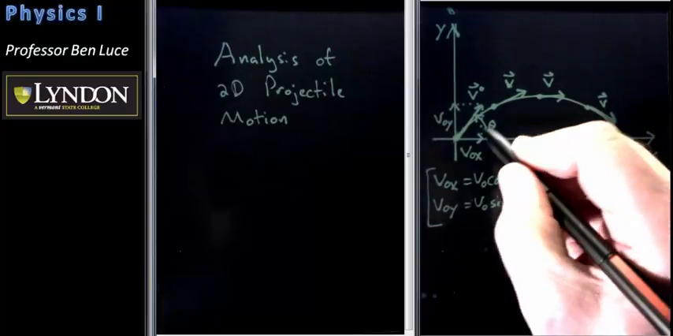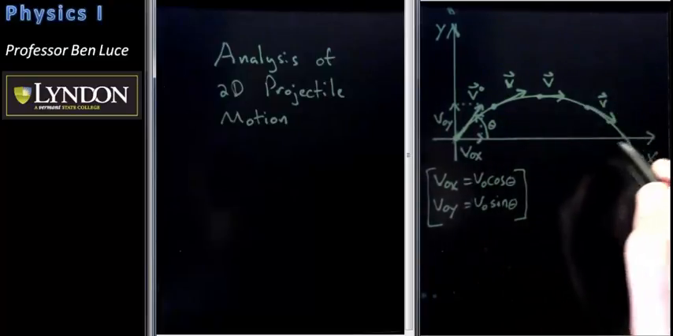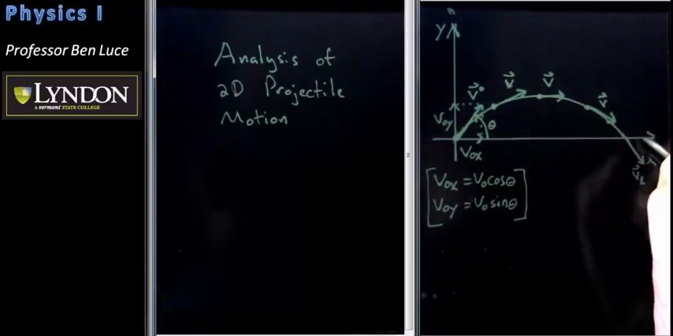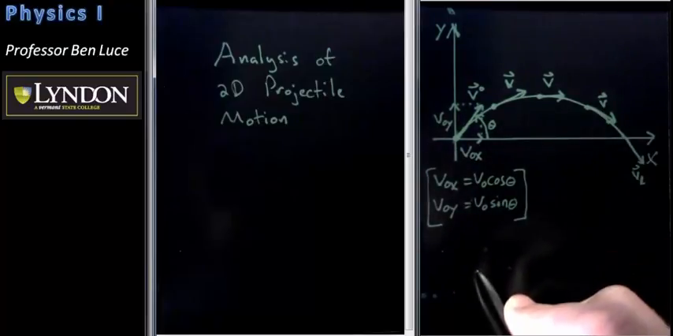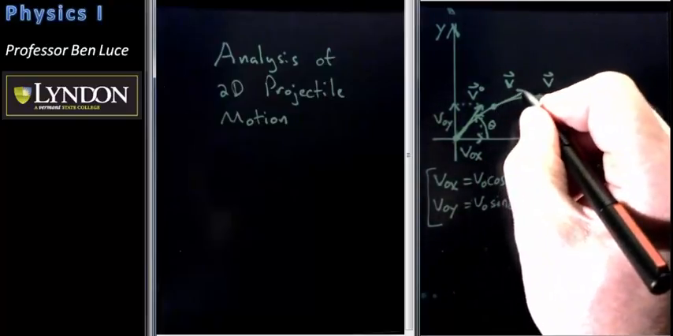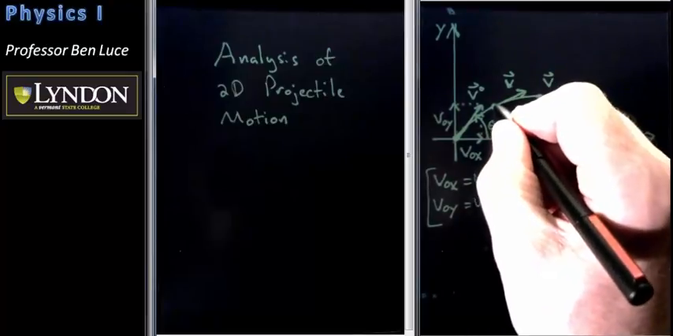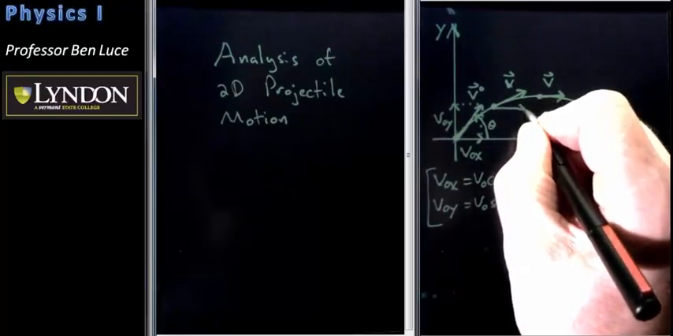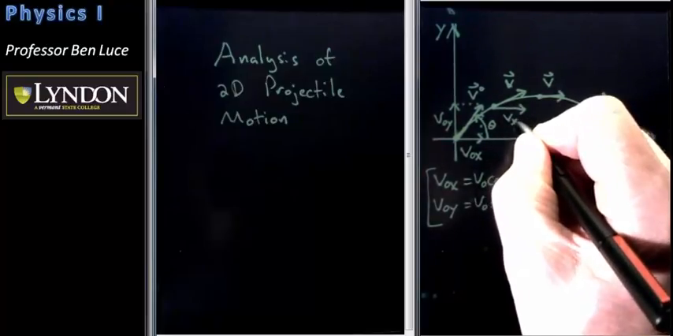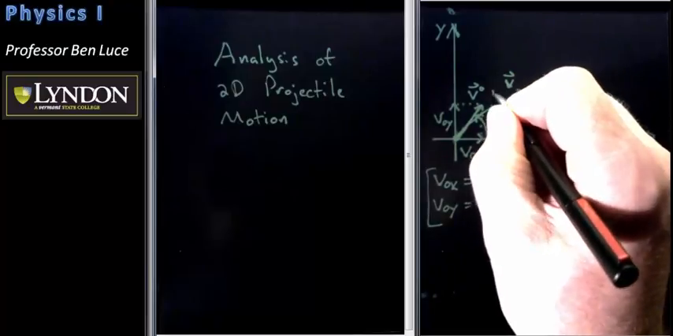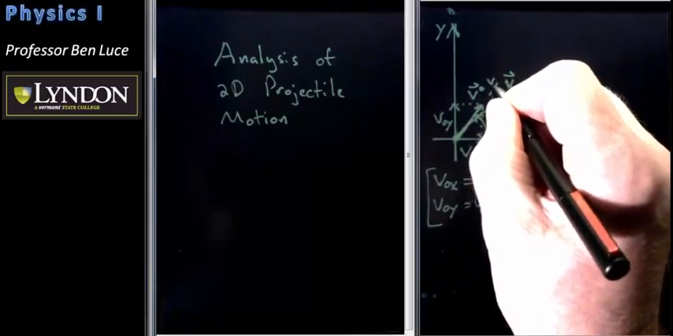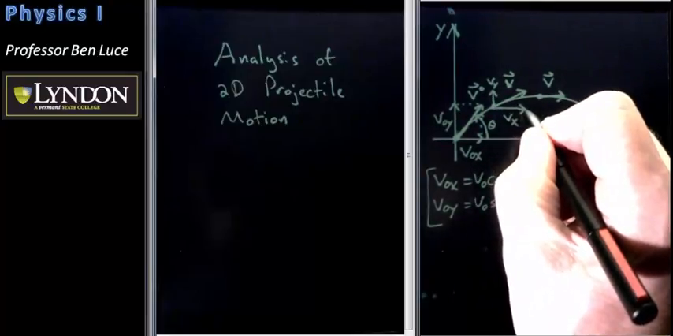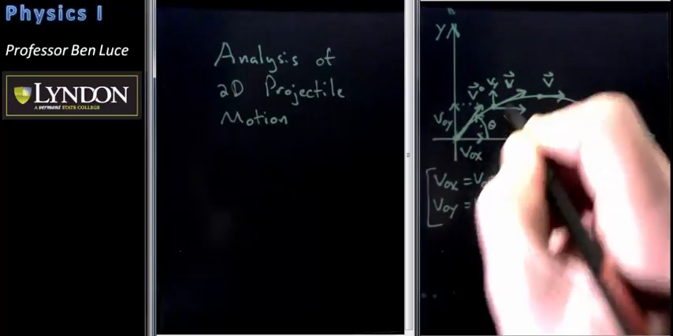All right, now, as the projectile moves through the air, it will work out that the y component of the velocity vectors change, but not the x component. Let's take a look at this instantaneous velocity vector right here. When the projectile is right here, it will have an x component of its instantaneous velocity, like so, and a y component, like so. You'll notice that if you add this vx to vy, you'll get back v.